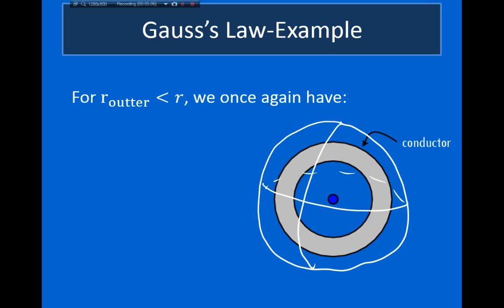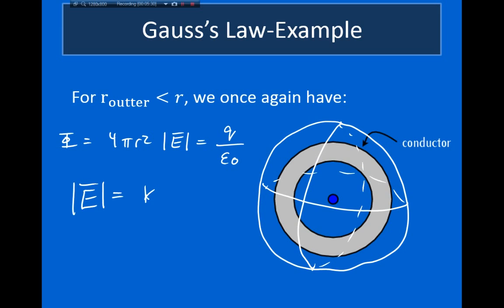I didn't draw that with a proper 3D perspective. It should be a dashed line back there. If I calculate the electric flux through this, again, it's going to be the same thing. So the flux is going to be equal to 4 pi r squared times the magnitude of the electric field, and this also has to be equal to the charge that's enclosed divided by epsilon naught. So I find that the magnitude of the electric field is just kq over r squared.